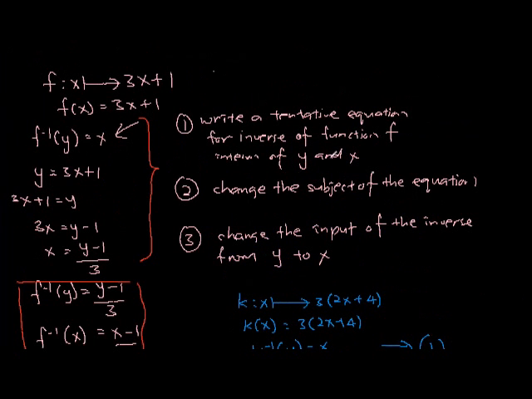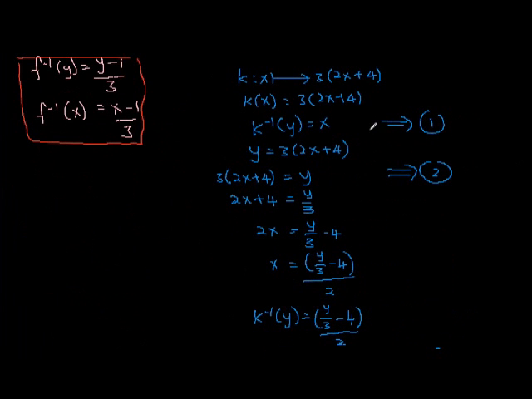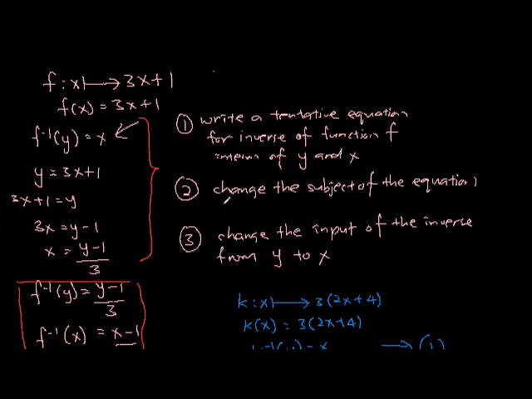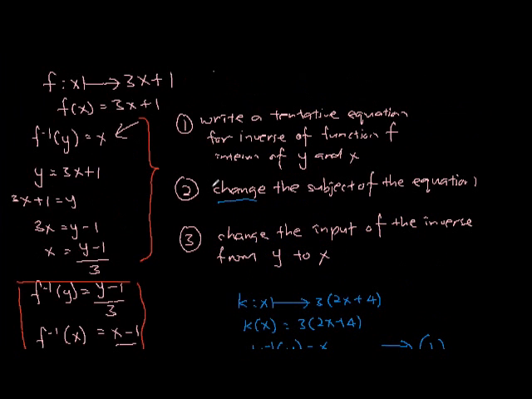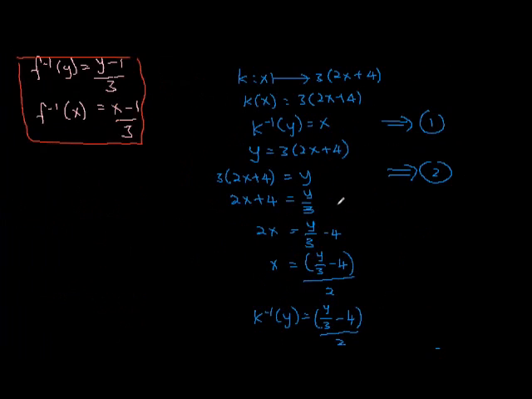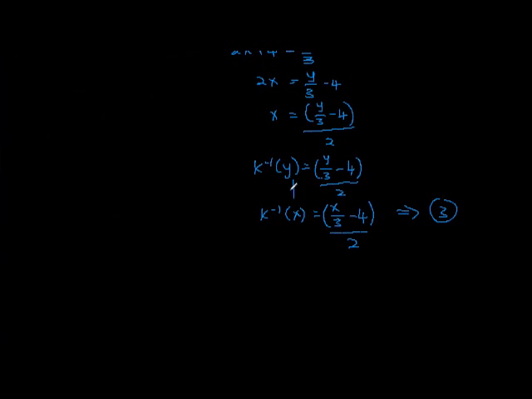So remember the 3 steps here. Firstly, a tentative equation, and this is the tentative equation. Second, change the subject from y to x, and this is how we change the subject. And thirdly, we change the input, and this is how we change the input from y to x.